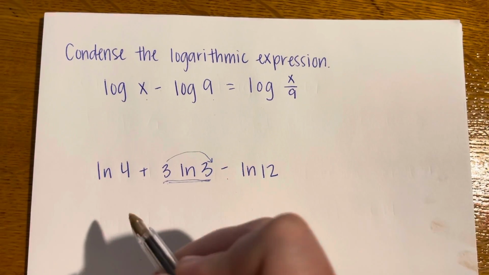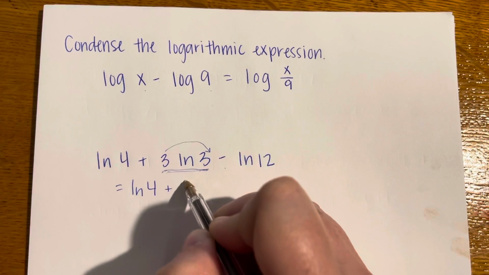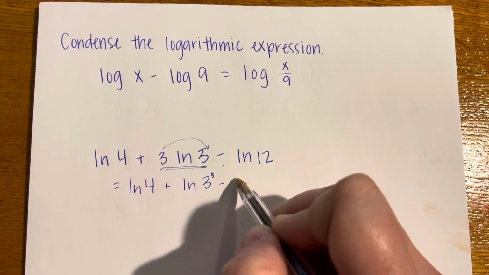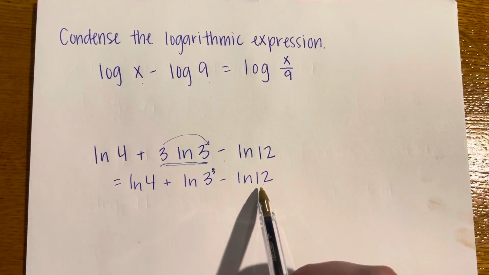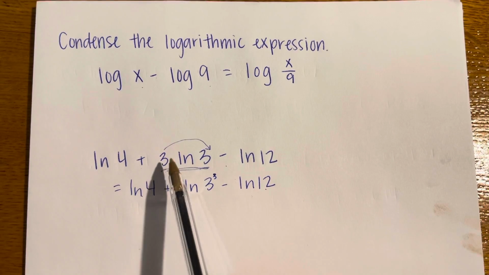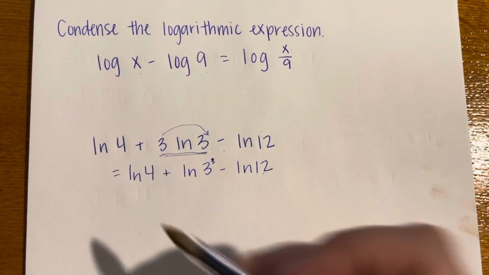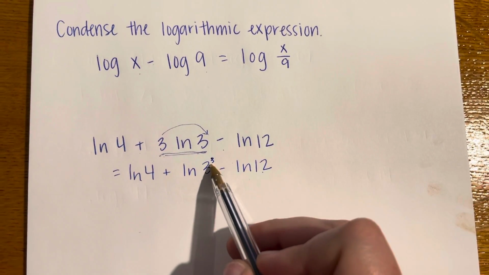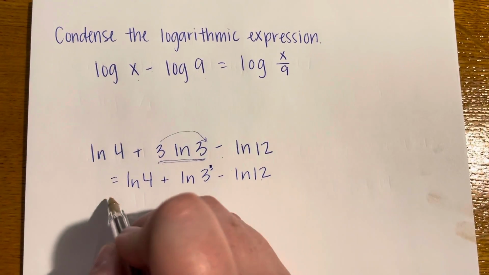So I'm not going to change anything except for that: ln 4 plus ln, this is going to be 3 cubed, minus ln of 12. So I didn't change the left and the right. All I did was use the power property to bring this exponent back up here where it goes. You can either change this now to what 3 cubed is, or you can leave that for the end. I'm just going to leave it for now.